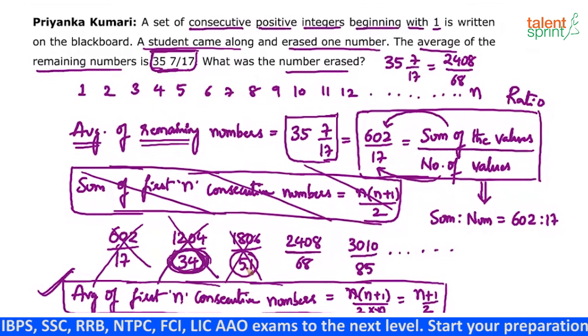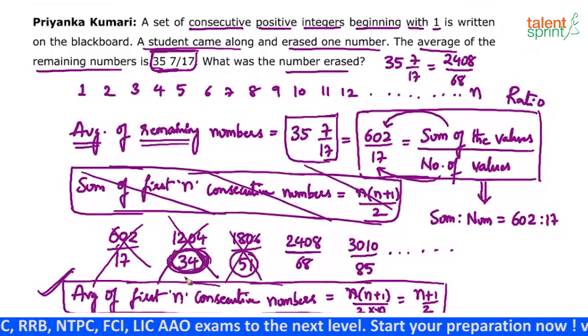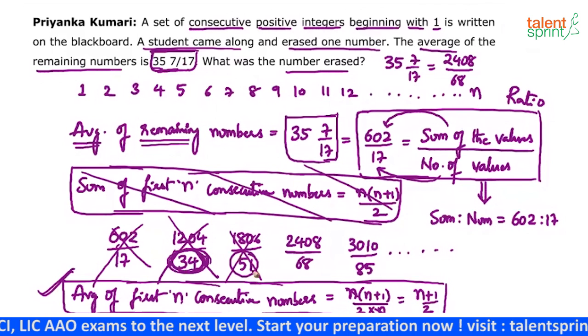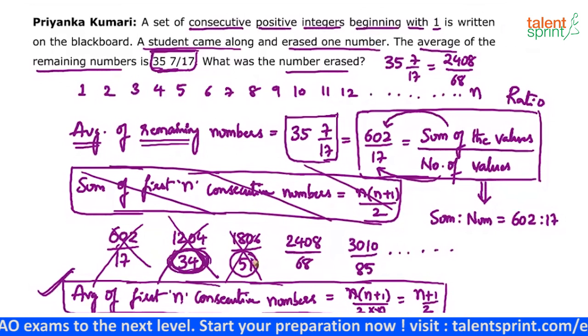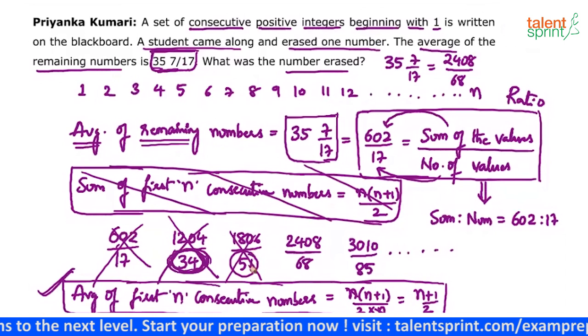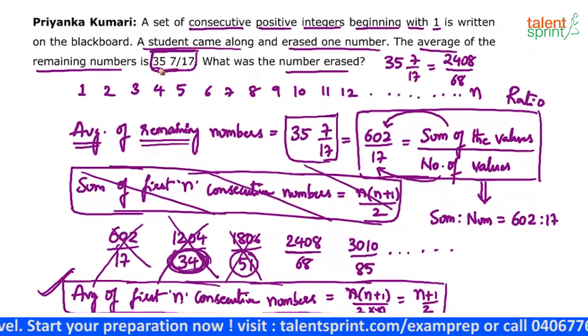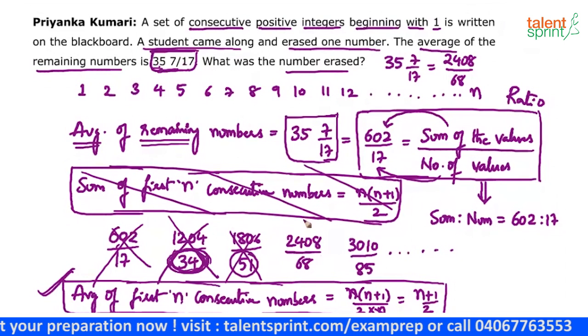That way, 35, 7 by 17 is 1806 by 51 also, 1204 by 34 also. But the problem is, if I consider remaining numbers to be 51, total numbers are 52 and average of 52 numbers is 26.5. Just by removing one of the numbers, the average will not come anywhere close to 35. But when I come to this, I am very close.